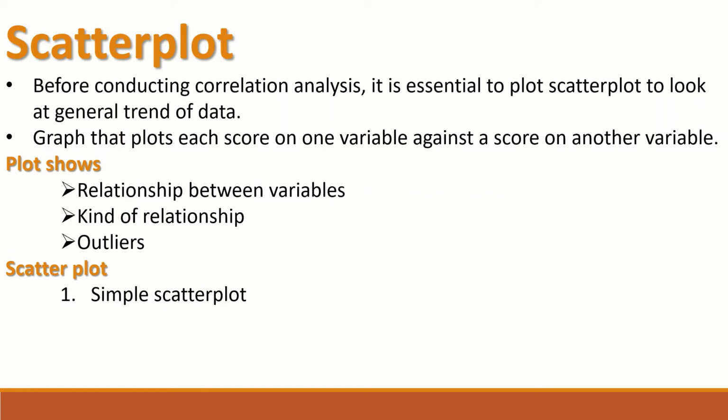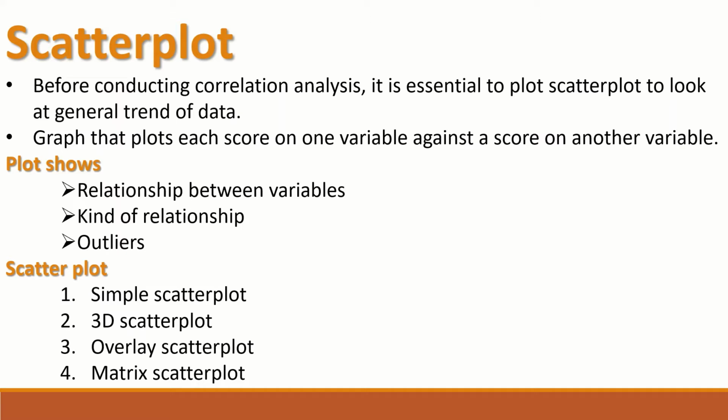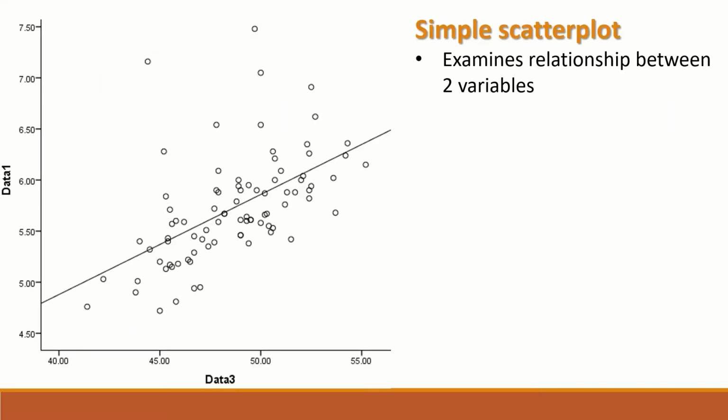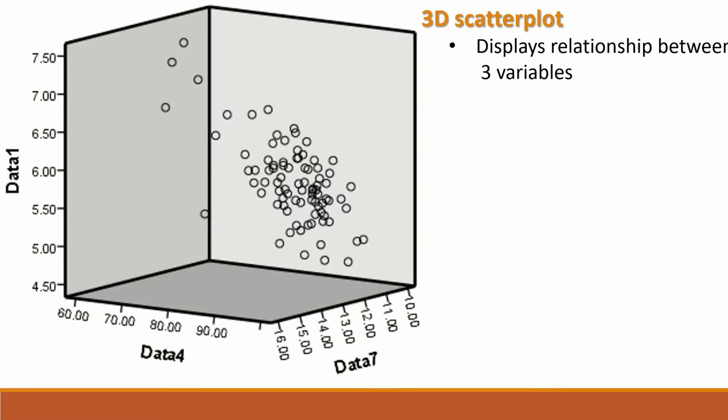There are several scatter plots to draw in SPSS. The first one is the simple scatter plot. The second one is the 3D scatter plot. The third one is the overlay scatter plot. And the fourth one is the matrix scatter plot. A simple scatter plot examines the relationship between two variables. As we can see here, data 1 is on the y-axis, data 3 is on the x-axis, and the data are plotted, and we can see there is a line indicating a positive relationship between the two variables.